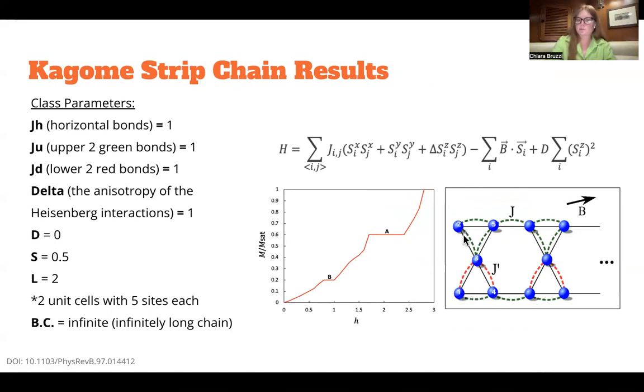JU is for the upper two green bonds, so 2 to 3 and 5 to 3. And JD is for 1 to 3 and 4 to 3. Also, it has a delta component, which is the anisotropy of the Heisenberg interactions. The boundary conditions are kept to infinite, which means an infinitely long chain. This figure here represents the structure of the Kagome lattice, and it has 5 sites in each unit cell. So this figure is representing 2 different unit cells.